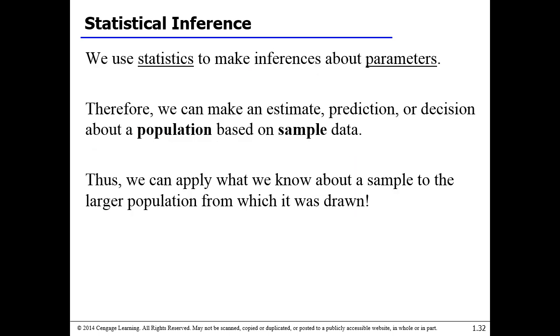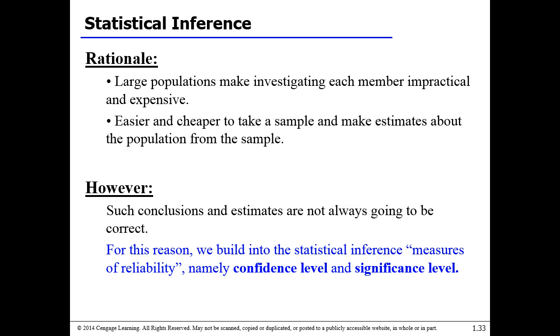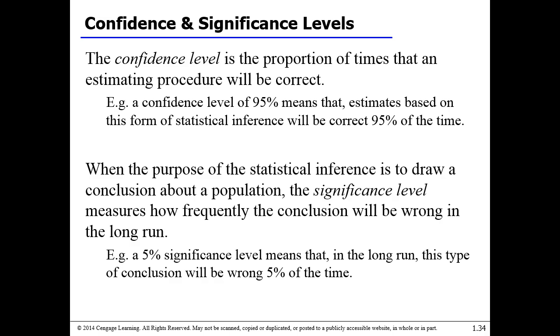So we use a couple of things in the world of statistics to measure how sure we are when we make a statistical inference. So two more terms here. The first one is confidence level. The confidence level is the proportion of times the procedure, an estimating procedure, will be right in the long run.